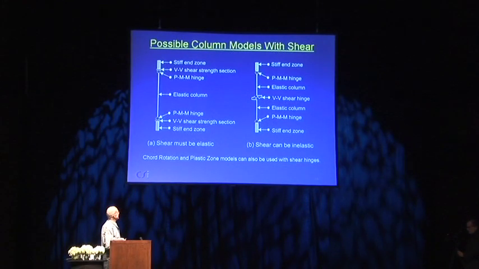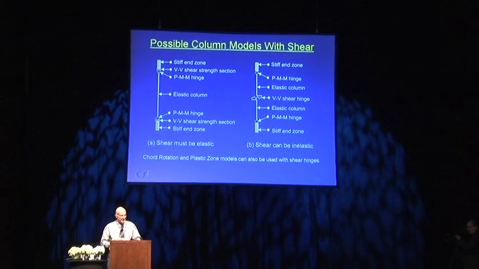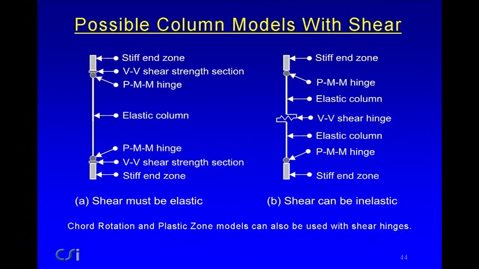So it's somewhat similar to a beam, but with these added complications. Here are some sort of models you might have for a column with shear. The one on the left here is where the shear must be elastic. You would have a PMM hinge at each end, or maybe FEMA column components, and you would have shear strength sections. It's supposed to remain elastic in shear. You put in a strength section and calculate the strength demand capacity ratio. If it's less than 1, it doesn't yield in shear. If it's greater than 1, you've got to redesign the shear.